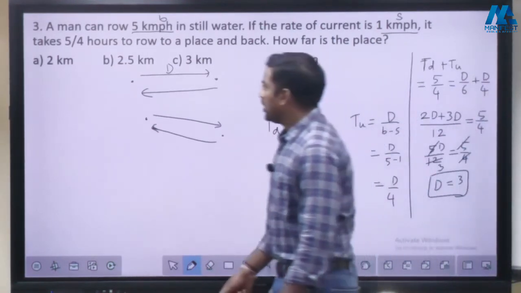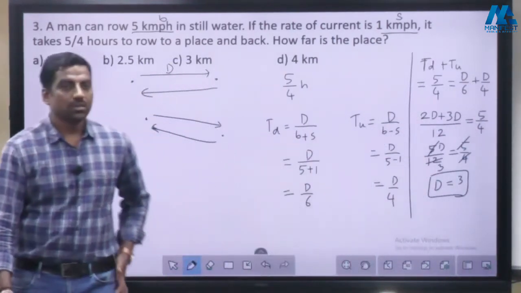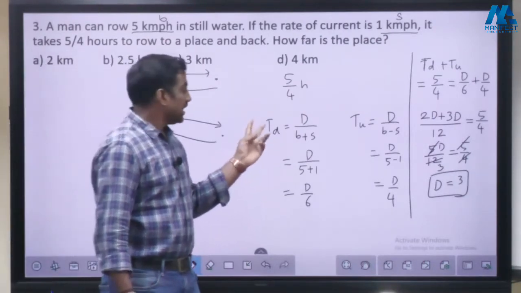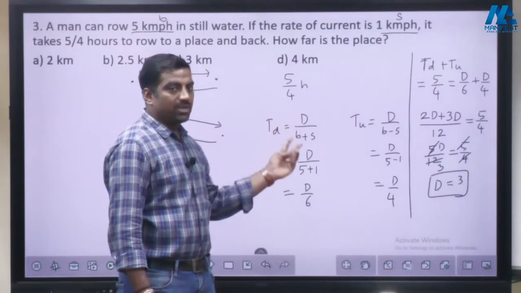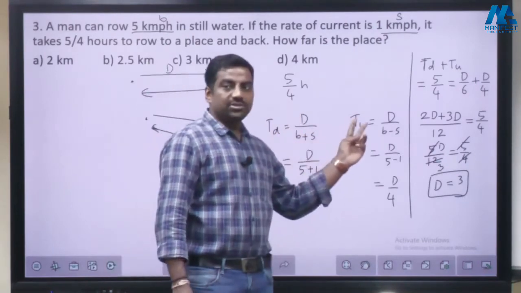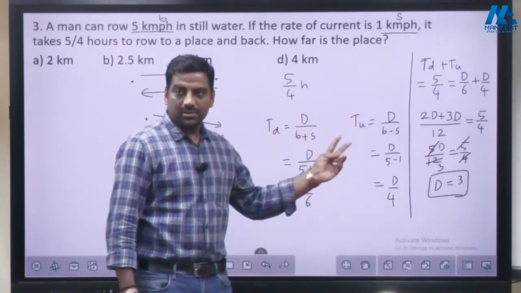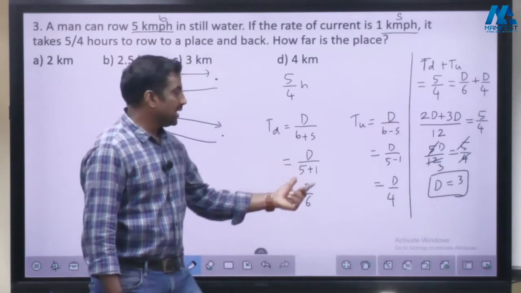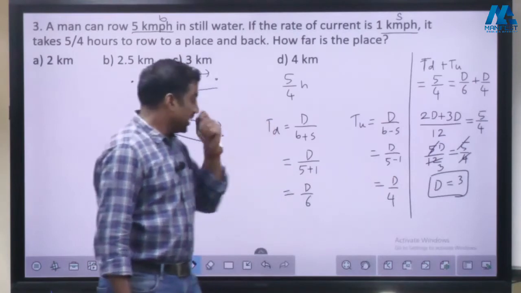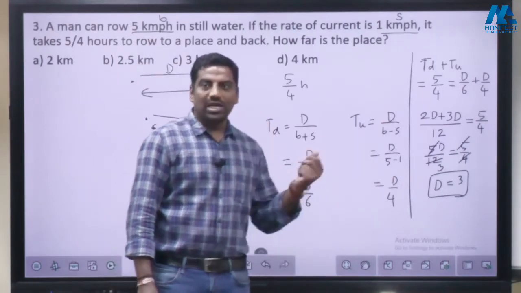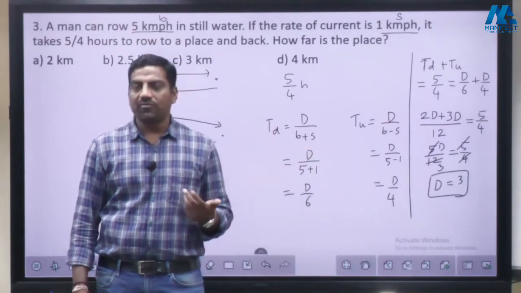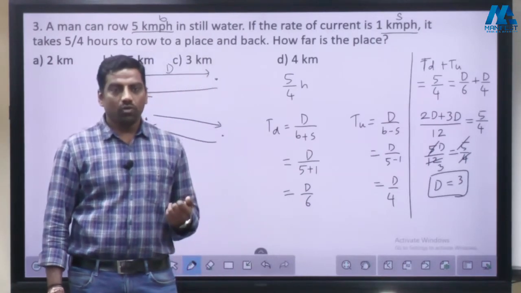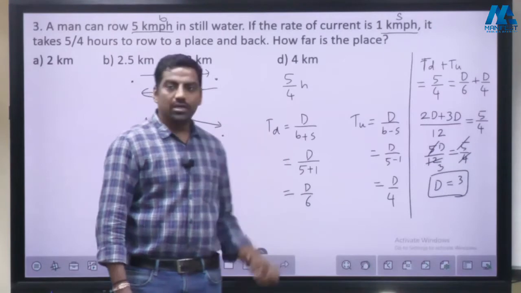Distance is equal to 3 kilometers. See, you have to understand this process. Time taken in the downstream is D by B plus S. Time taken in the upstream is D by B minus S. And we know the value of B and S: 5 plus 1 here, 5 minus 1 there. D by 6 and D by 4. When you club this, they have given the answer as 5 by 4. So D by 6 plus D by 4 is equal to 5 by 4. Then you will get the value of D.